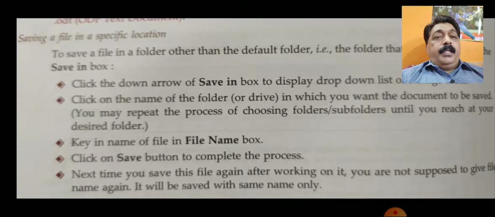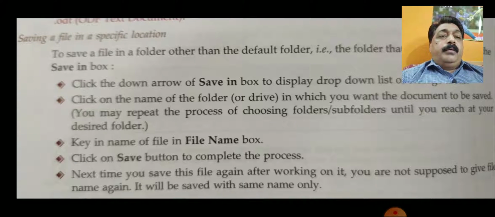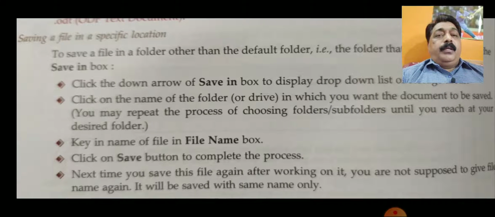So like this we can save our document in OpenOffice Writer. Then saving a file in a specific location. If you don't want to save it in My Documents, because generally it goes to My Documents only, so whenever we don't want to save there, we want to save in our own folder or any other subfolder. So accordingly we can choose the place in the file name box, and then we can click on the Save button to complete the process.